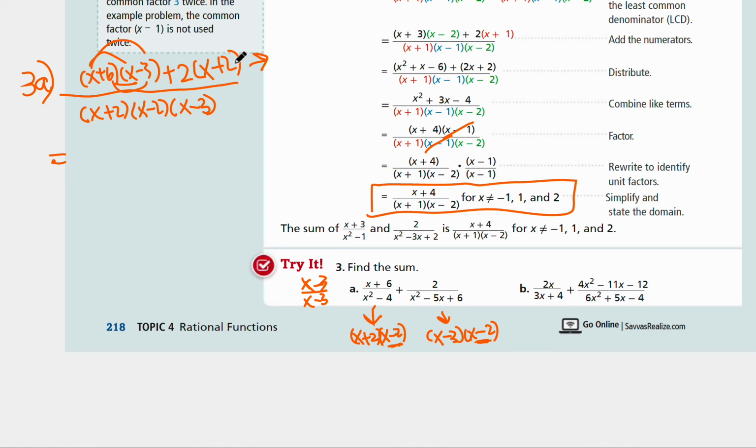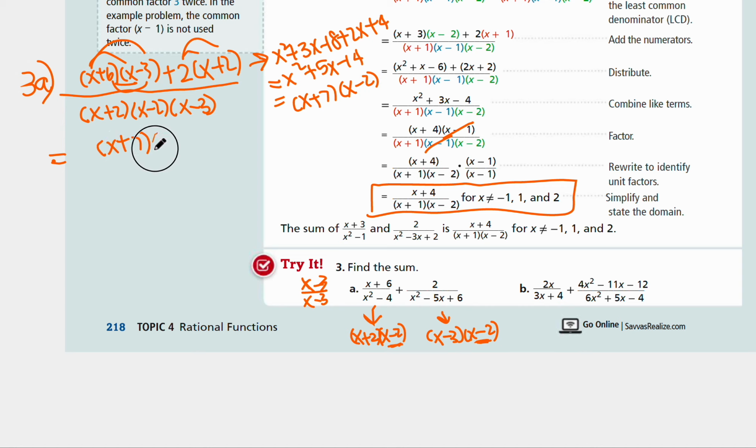Use the FOIL method. And then you have x squared plus 3x minus 18 plus 2x plus 4 using the distributive property. If you add the like terms, you have x squared plus 5x minus 14. Here you can factor this polynomial and have x plus 7 times x minus 2. So in the numerator, you have x plus 7 times x minus 2, all over x plus 2 times x minus 2 times x minus 3. And so you can cancel this factor out, and you can't do anything else.